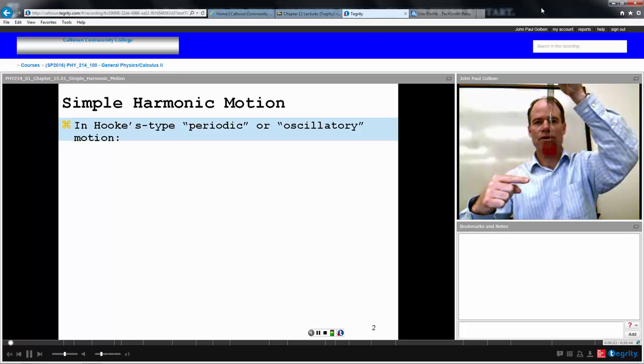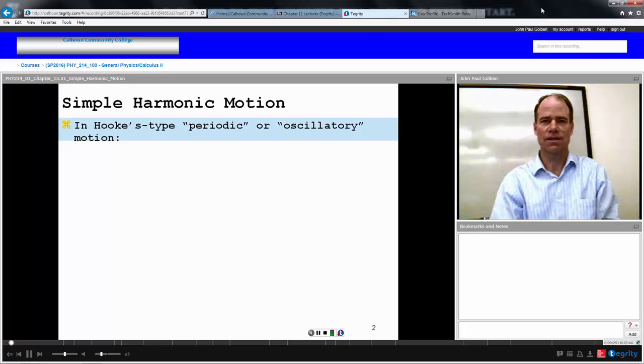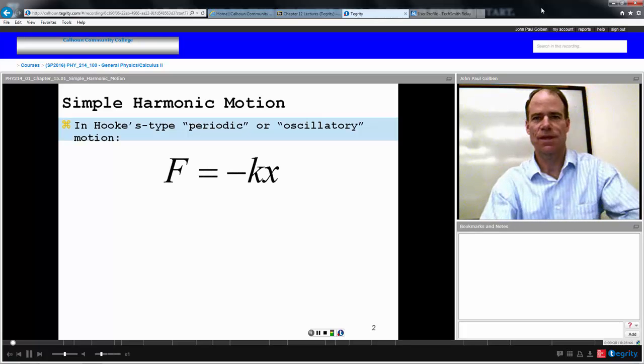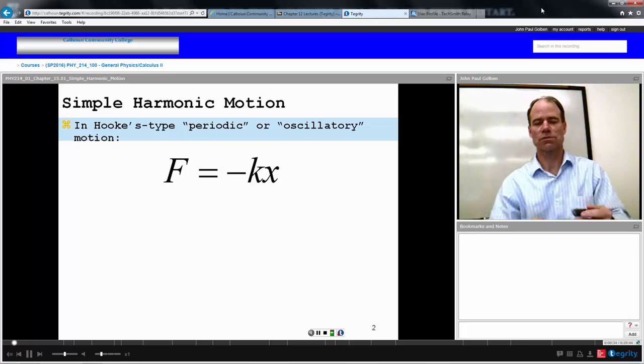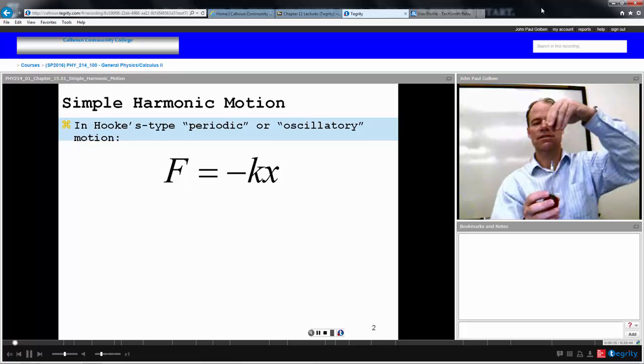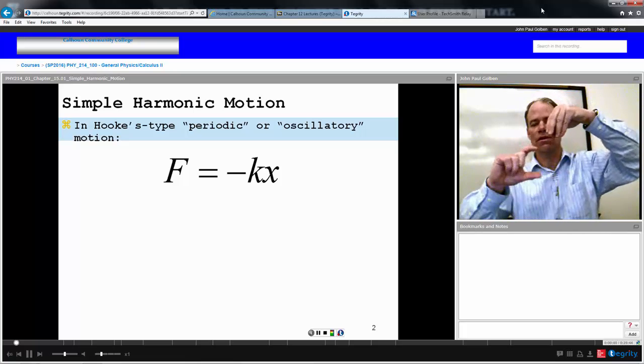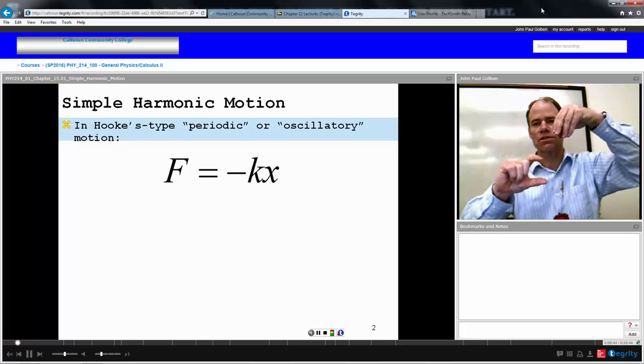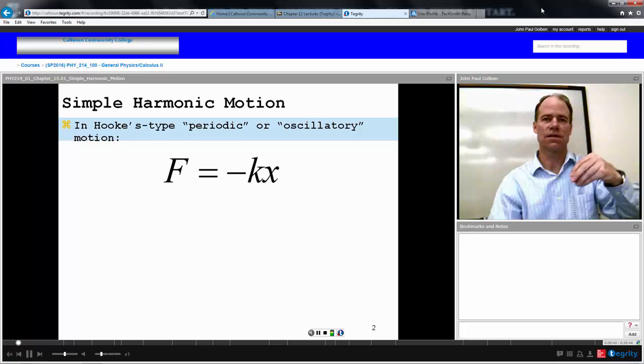This kind of periodic or oscillatory motion can be characterized in particular by a force. The force is equal to negative kx, so the force is proportional to the amount that this stretches from that equilibrium position. The more displacement it has from that equilibrium position, the greater the force that is restoring it back towards that position.